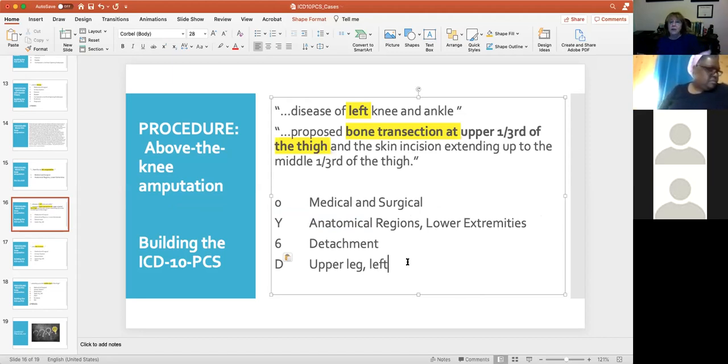Is 6 correct for detachment? Yes. And D as in dog for upper leg left. Upper leg is between the hip and the knee on the left side, right? Yes. So upper leg includes the knee, so that's why you say upper leg instead of knee region. It's not the knee region. It's the thigh.